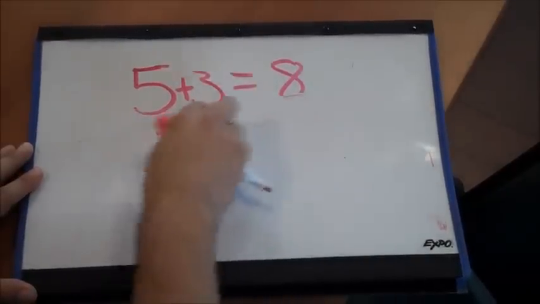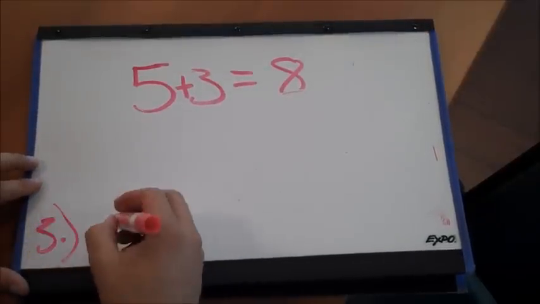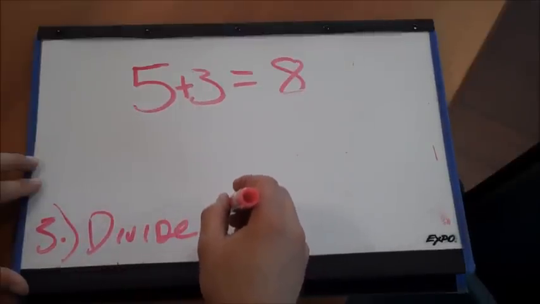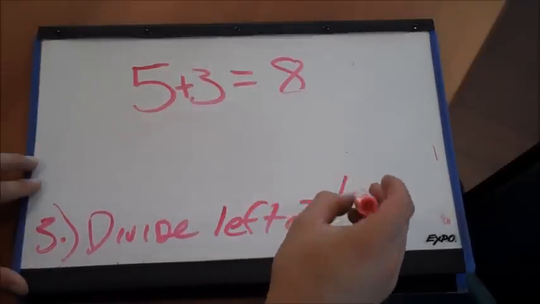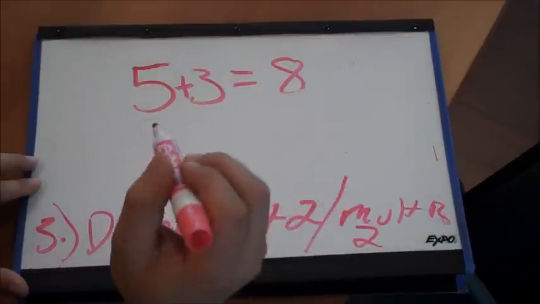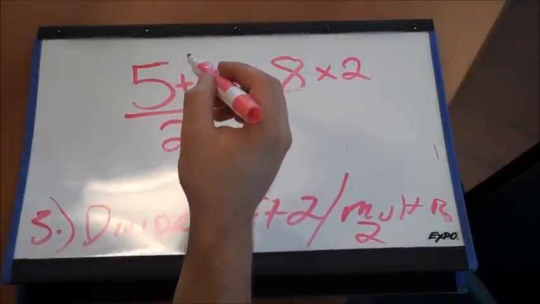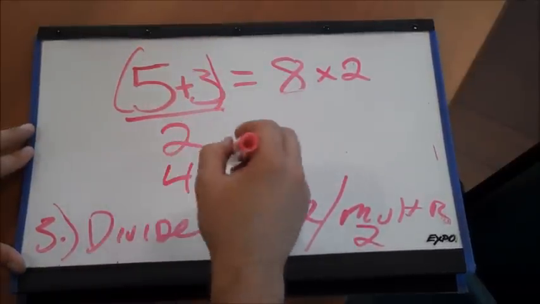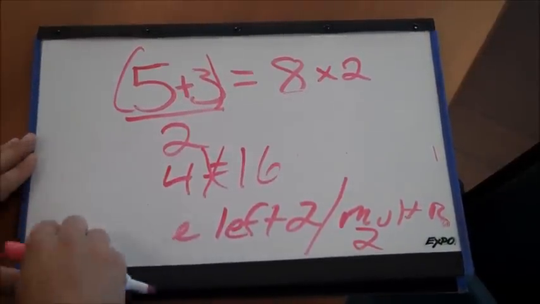What if we tried something a little different? Instead of adding, for the third one, we're going to divide the left by 2, and then we are going to multiply the right by 2. So we're going to take 5 plus 3 and divide it by 2. We're going to take 8 times 2. 5 plus 3, we had said, was 8, and then divided by 2 is 4. So 4 equals 16. Well, no, it doesn't. So we can't do that. Let's take a look at one more.